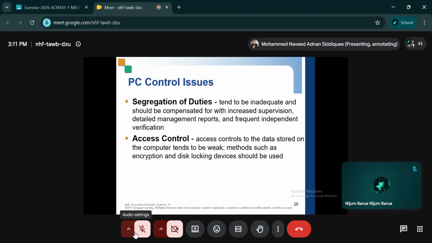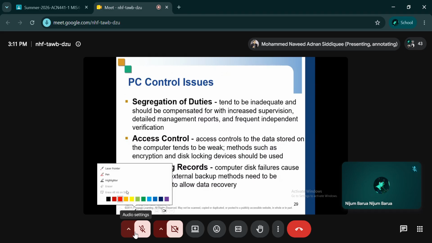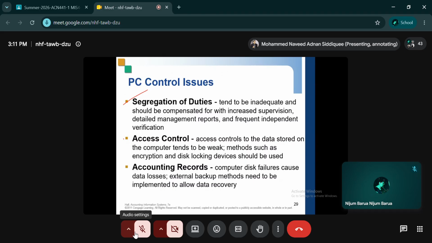So there are major issues. For example, segregation of duties becomes a major issue. Access control also becomes a major issue. Because anybody can access the computer, you need to have a proper user ID and password, right? The computer security protection tends to be weak. So you need more encryption and disk locking, a user ID and password to protect your records. This can fail. So this becomes an accounting records challenge, right?